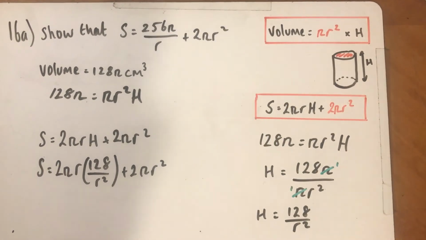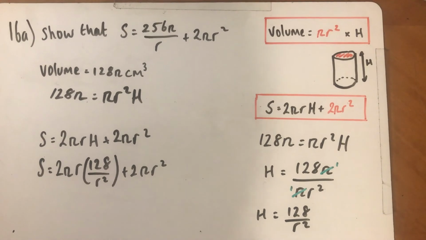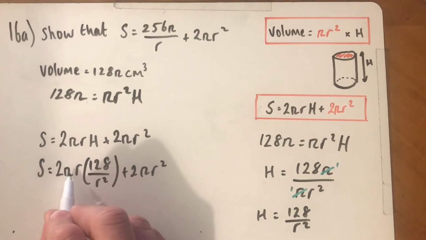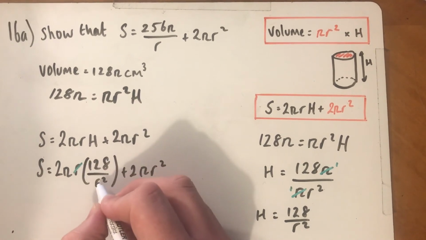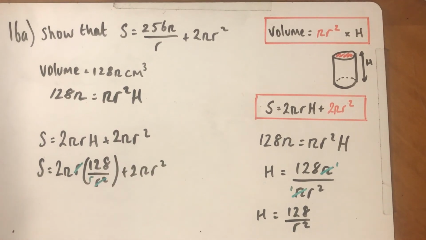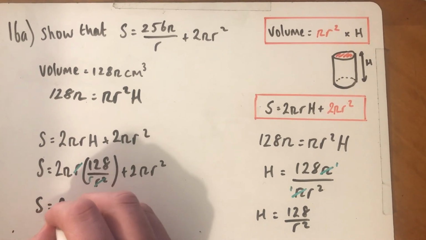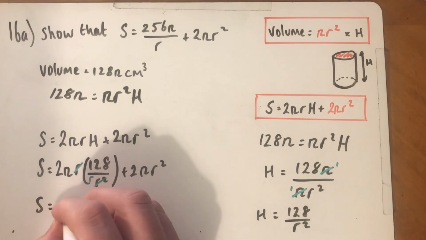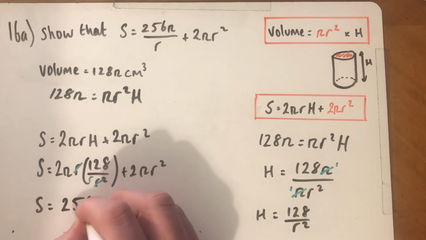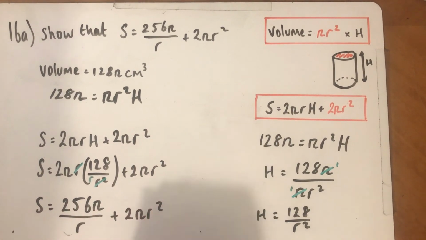Now if we just expand this bracket, you should realize as well that the r's cancel, so we're just left with r on the bottom. So we're just left with S equals 2 times 128, which is 256 pi over r, plus 2 pi r squared. So we've shown that to be true.